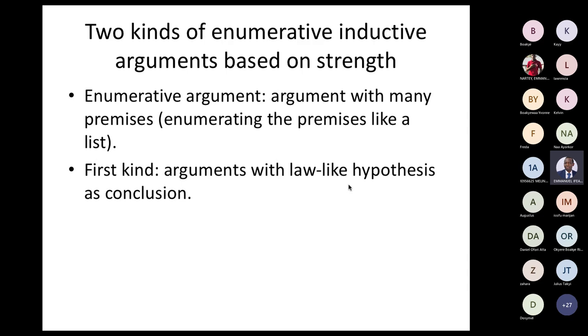Now, let's look at two kinds of enumerative inductive arguments based on strength. Now, an enumerative argument is an argument with many premises. An argument that has many premises is called an enumerative argument because you are somewhat enumerating the premises like a list. Now, let's look at the first kind, arguments with law-like hypotheses as conclusion.